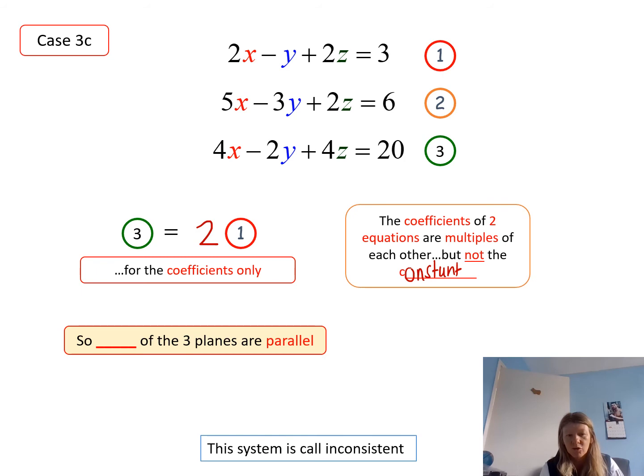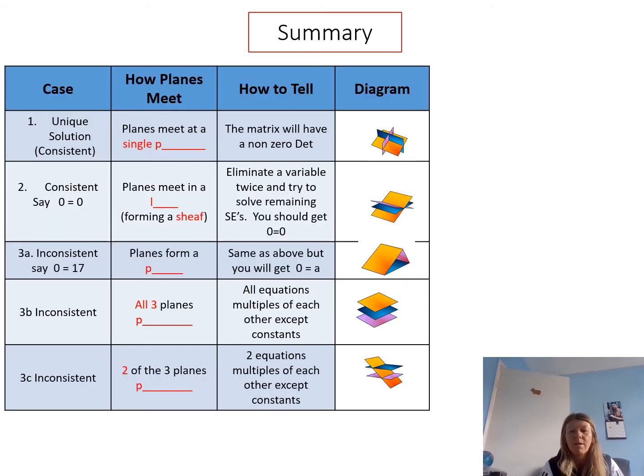So we say 2 of the 3 planes are parallel. Oh, got to go back. So, that picture was 2. 2 were parallel and 1 wasn't. So the 3 planes were never all meeting. And that's why they're called inconsistent.